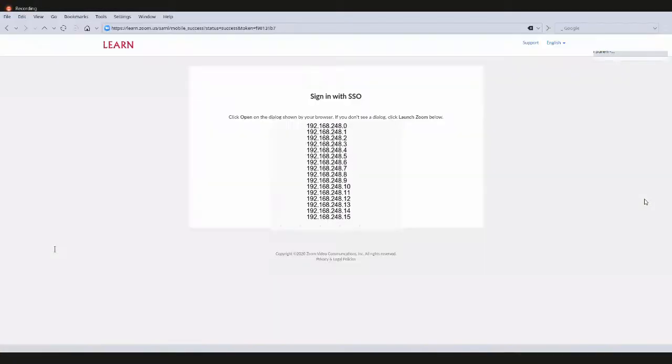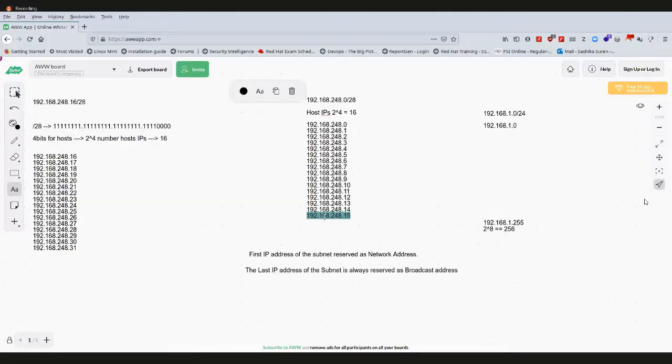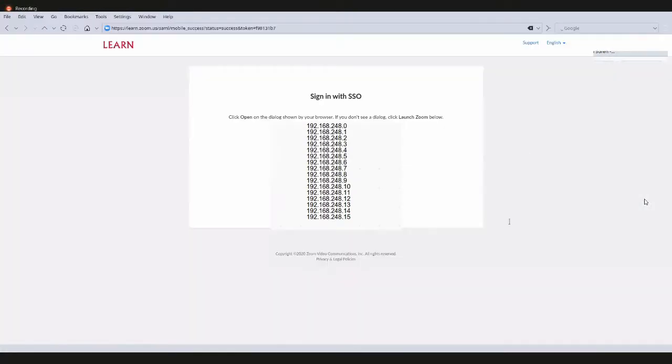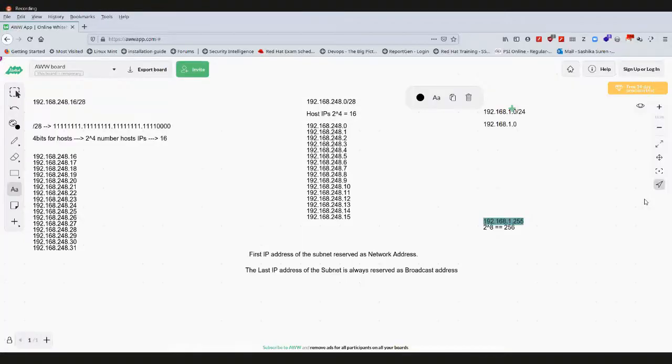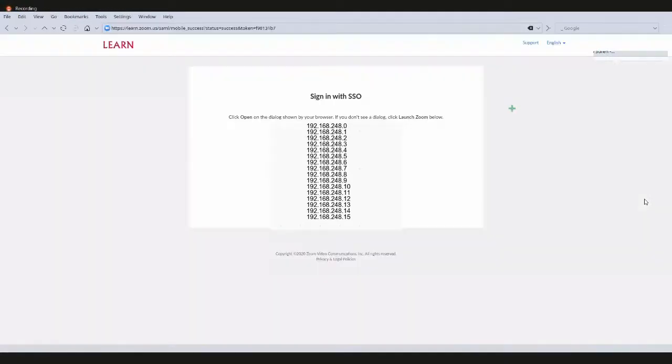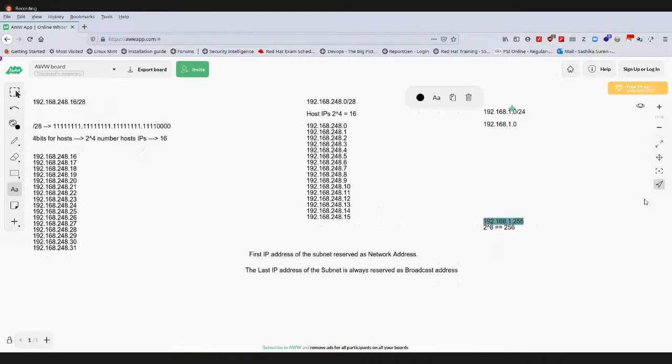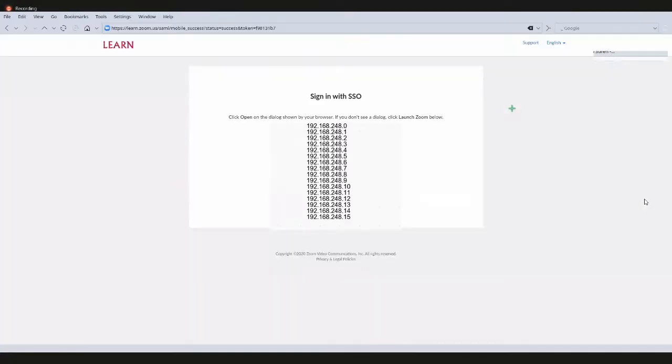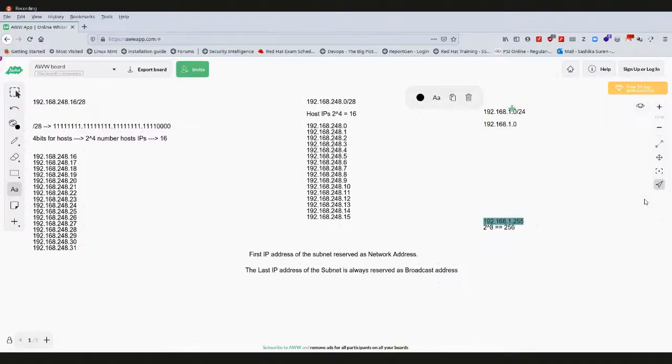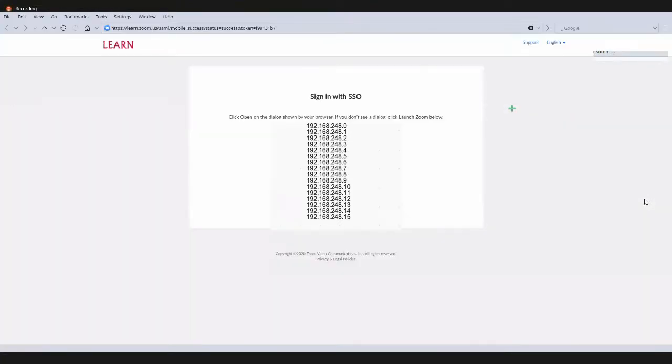In this case, 192.168.248.31 is a broadcast address. 192.168.248.15 is a broadcast address in this domain. 192.168.1.255 is the broadcast address in this domain. So keep in mind that whenever you are going to design a network, we should always have two reserved IPs, which are not allowed to be assigned to the PCs.